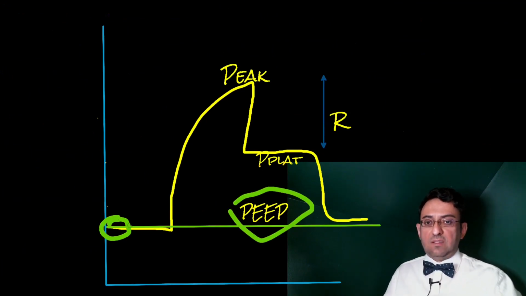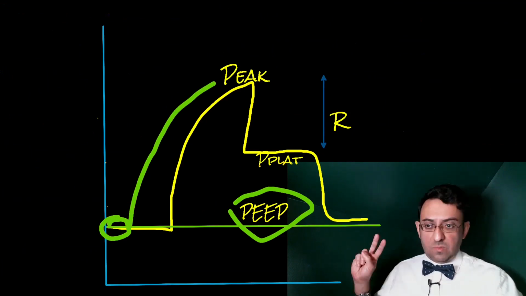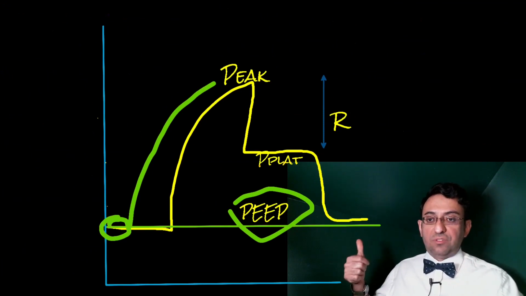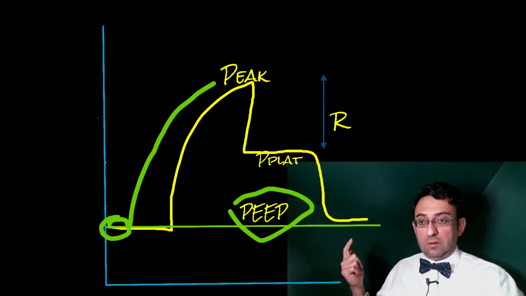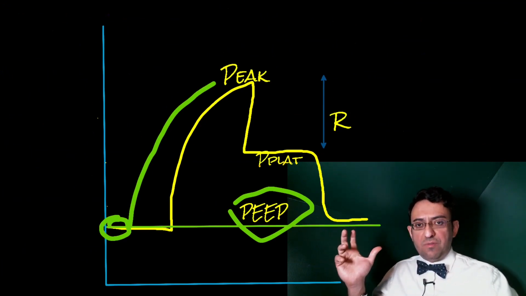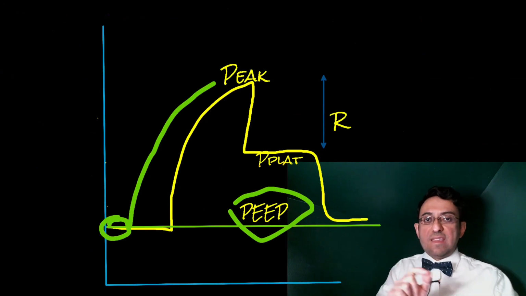Then we take a deep breath. This deep breath includes overcoming two opposing forces. One is airway resistance, and the other is alveolar elastic recoil. Now, please remember that airway resistance only exists when there is flow in the airways.